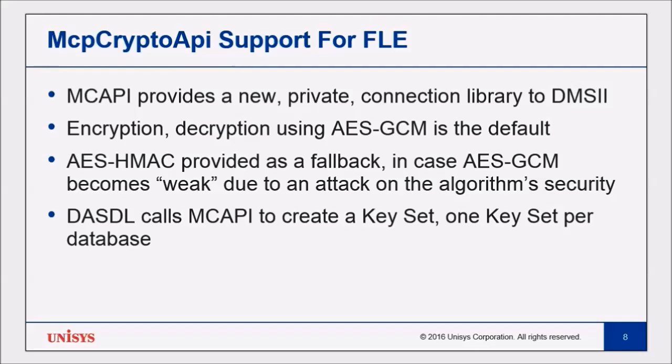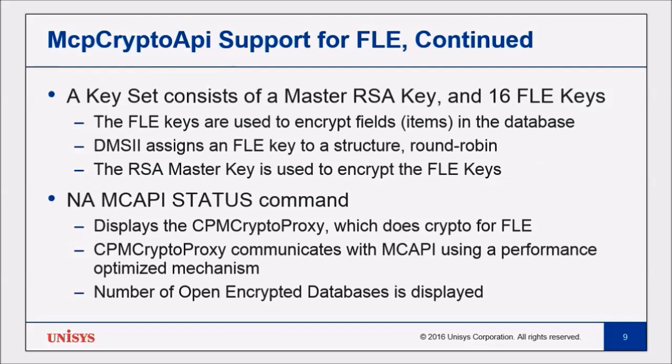DASTL calls Dmsii API to create a key set, one key set per database. A key set consists of a master RSA key and 16 FLE keys. The FLE keys are used to encrypt fields in the database. DMS2 assigns an FLE key to a structure in a round-robin fashion. The RSA master key is used to encrypt the FLE keys. Dmsii API status command provides status of encrypted database.